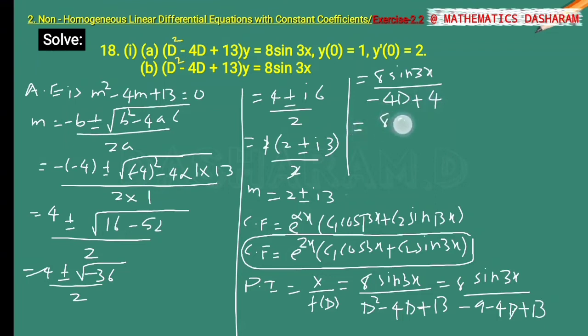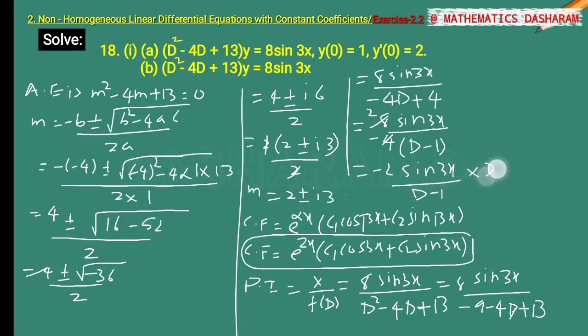Now let's take the minus 4 common in the denominator. So then D minus 1. 4 ones are 4, 4 twos are 8, so minus 2 sin 3x by D minus 1. Now multiply with D plus 1 and divide with D plus 1.